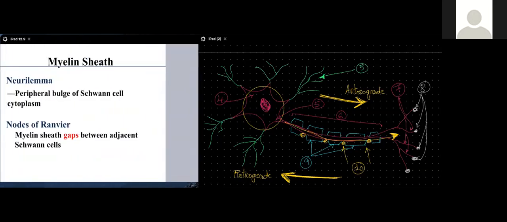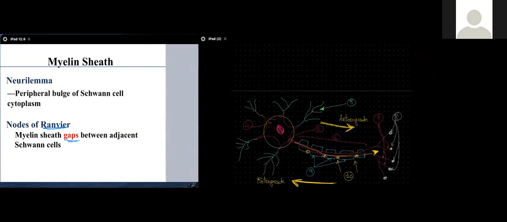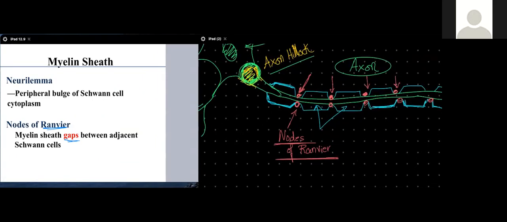What are the nodes of Ranvier? The nodes of Ranvier are the gaps located between the adjacent Schwann cells. So if you see on here, as we've mentioned earlier, this interruption in the continuity of the myelin sheath, those gaps between the adjacent Schwann cells are what we call the nodes of Ranvier.